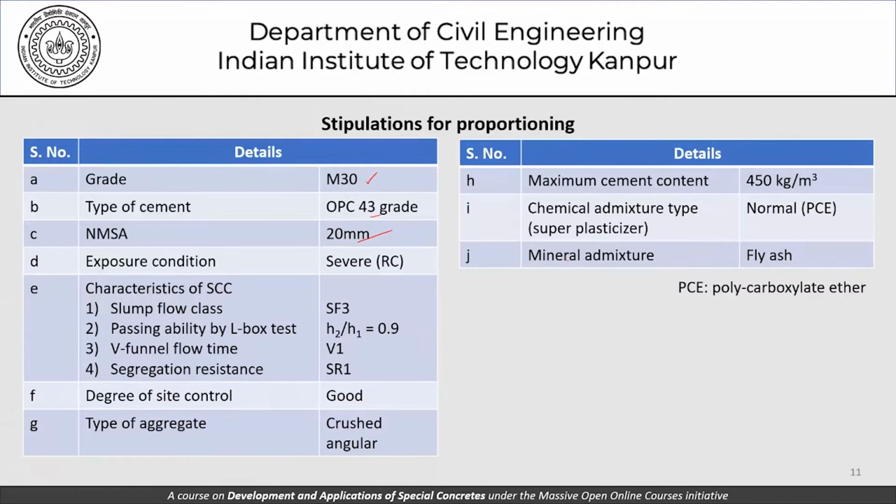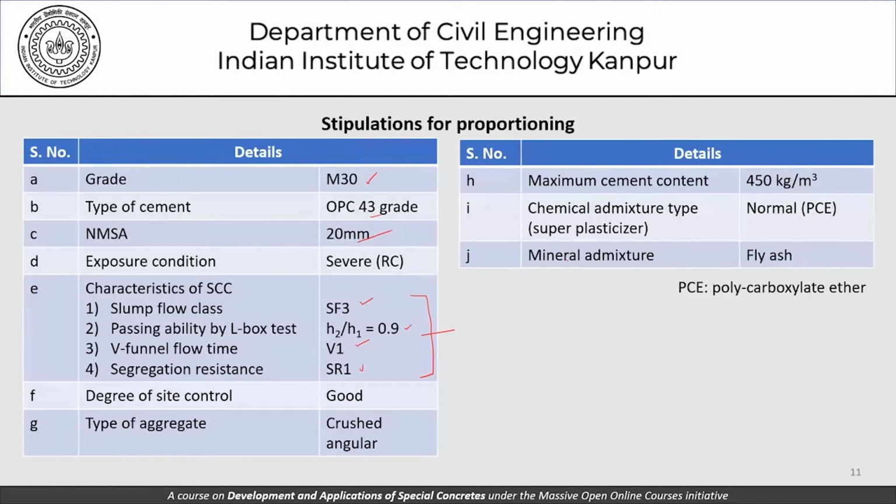The characteristics that we give: slump flow class is SF3. The passing ability using an L box test, H2 by H1, is known to be 0.9. The V funnel flow time is in the class of V1, and segregation resistance is in the class of SR1. As far as these requirements are concerned, we've covered this discussion when we talked about testing of self-compacting concrete mixes, and you can go back and see what kind of values we are looking for.